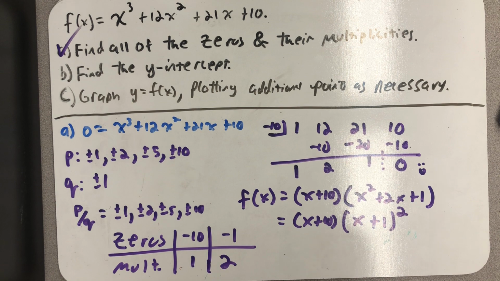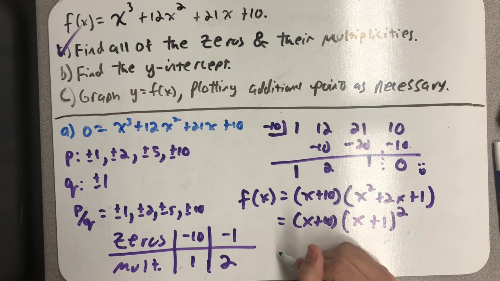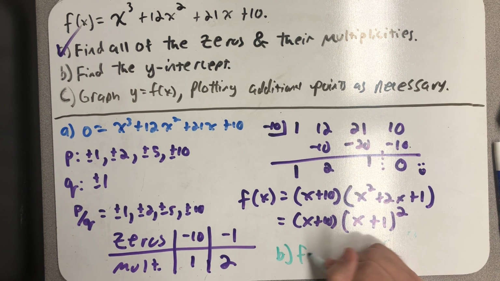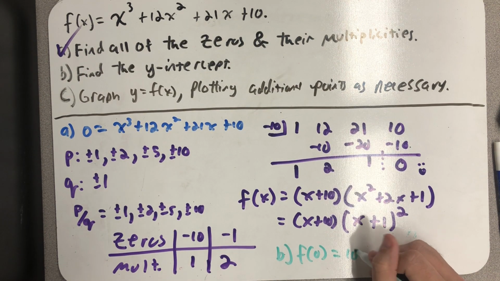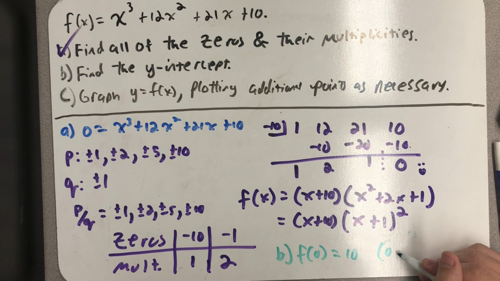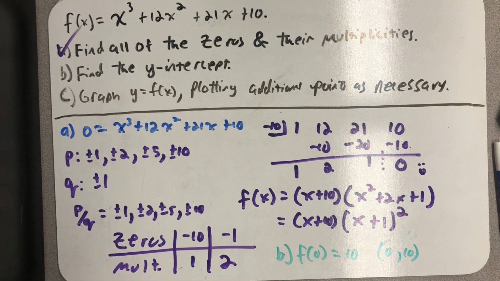For part B, I'm asked to find the y-intercept. Well, that's just a matter of plugging in 0 for x, and I get out 10. So the y-intercept is (0, 10). Now, graph f of x, plotting additional points as necessary.